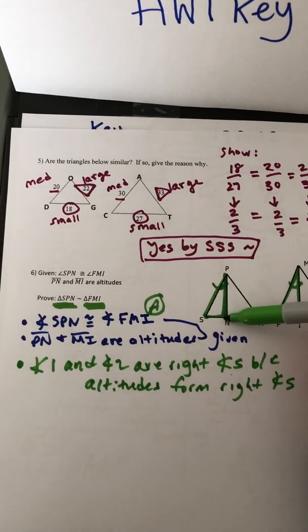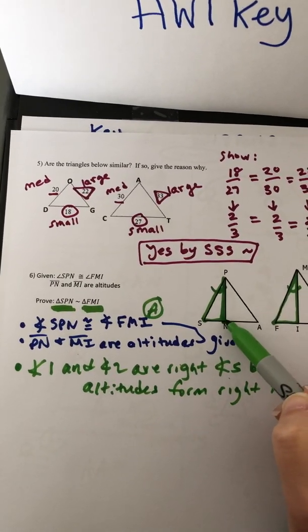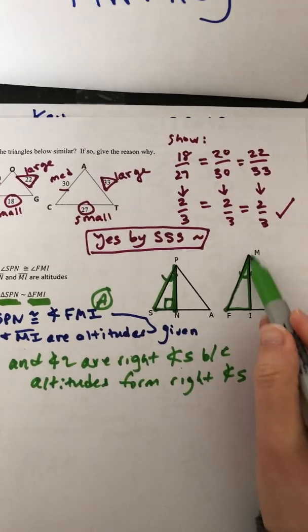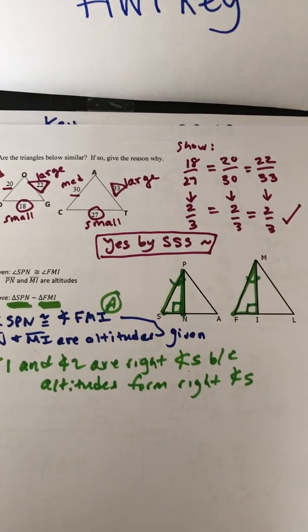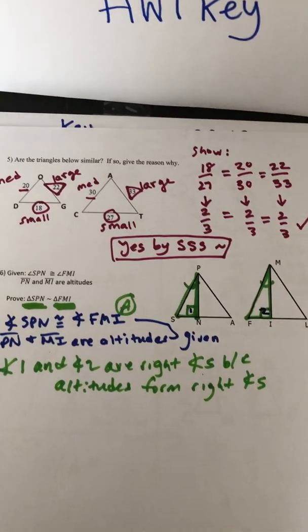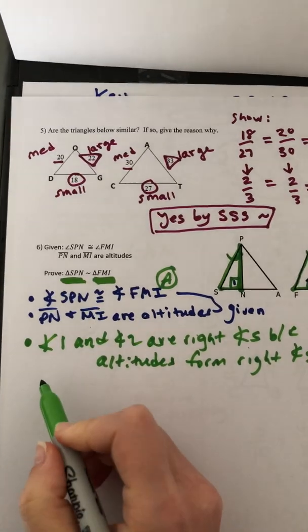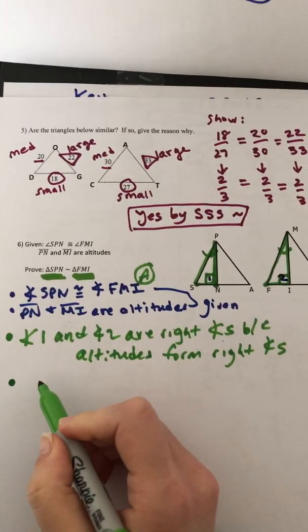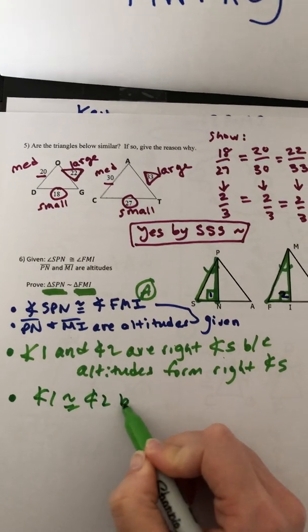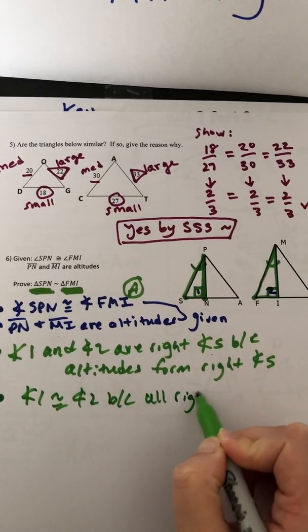Let's see where those angles are. PN is the altitude. Well, that means by N is the right angle. We really only care about the left side of N, and same thing with MI being altitude, the left side of I. So let's put a 1 and a 2 in there. And now we already know from back in the early proofs unit that when we have right angles, they're congruent. Angle 1 congruent angle 2, because all right angles are congruent.